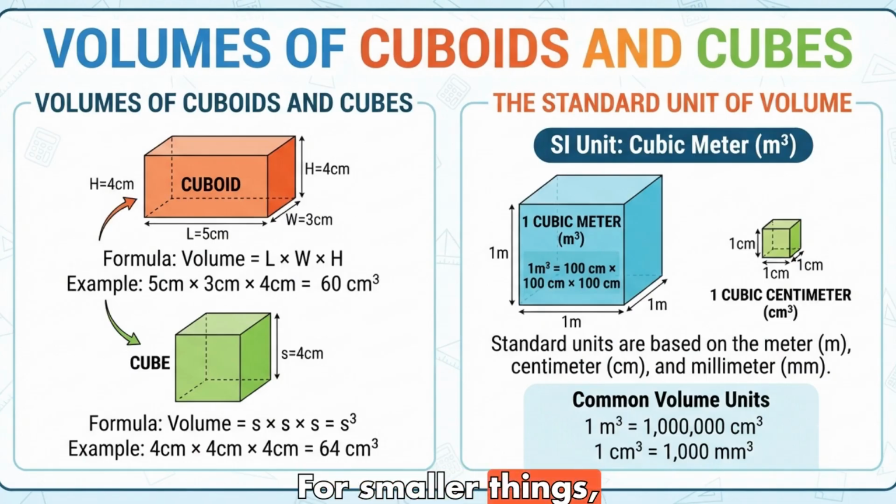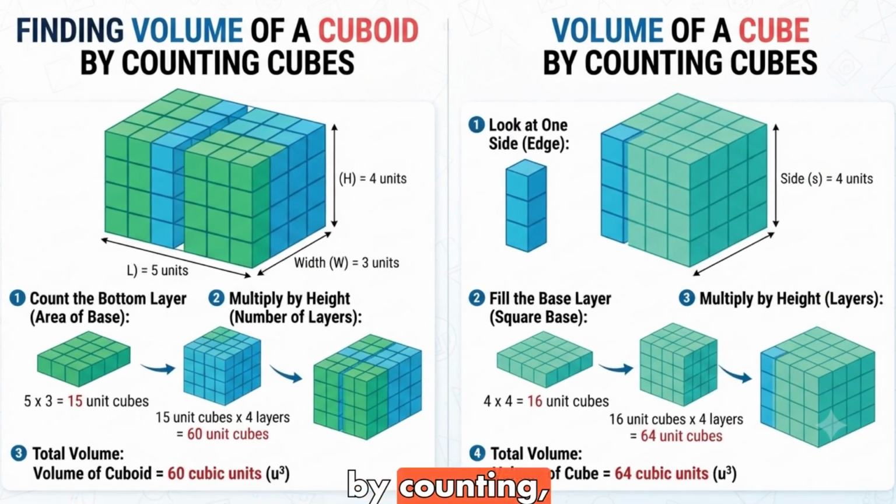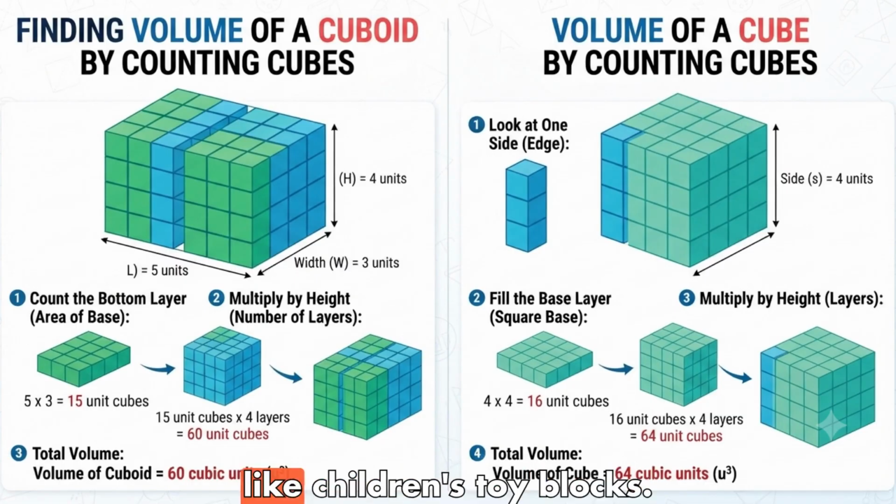For smaller things, we use cubic centimeters. This is a tiny box that is 1 centimeter on every side. In short, volume is just a way of counting how many little cubes of a certain size can fit inside a shape. To find volume by counting, imagine that a shape is built out of small, identical building blocks, like children's toy blocks. Each block represents 1 unit of volume.